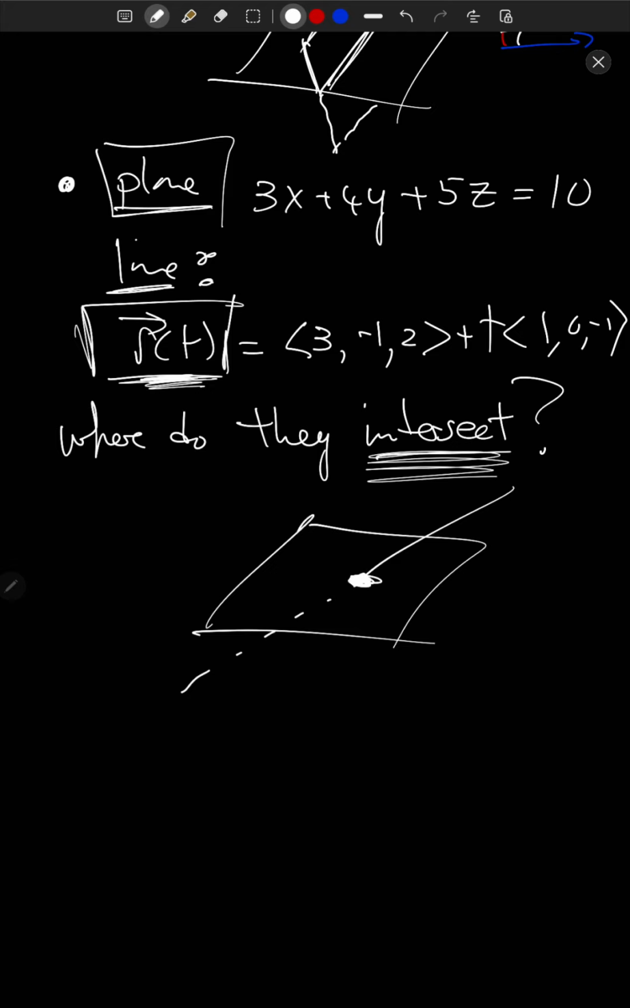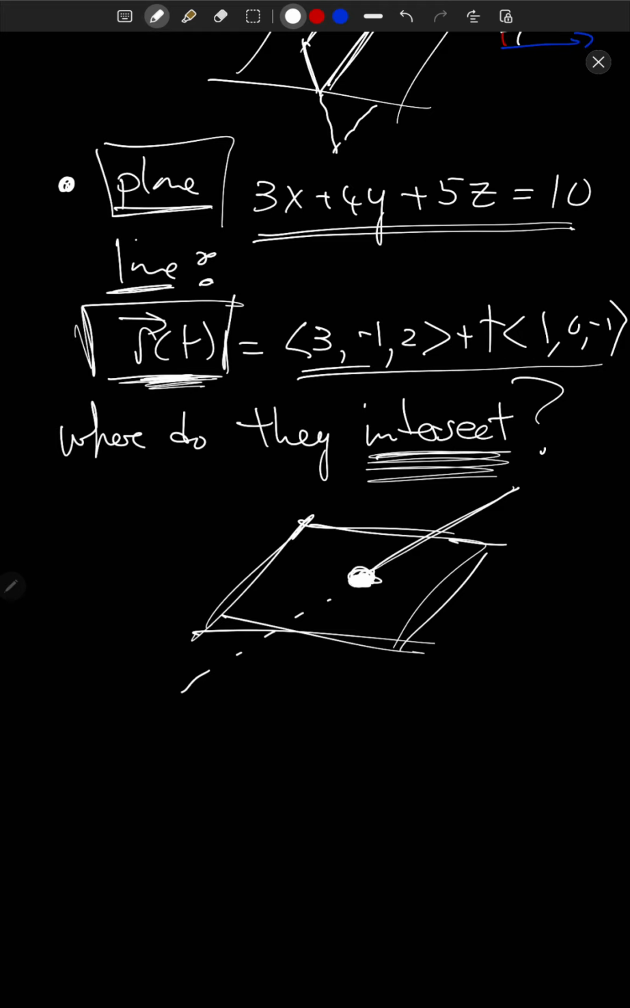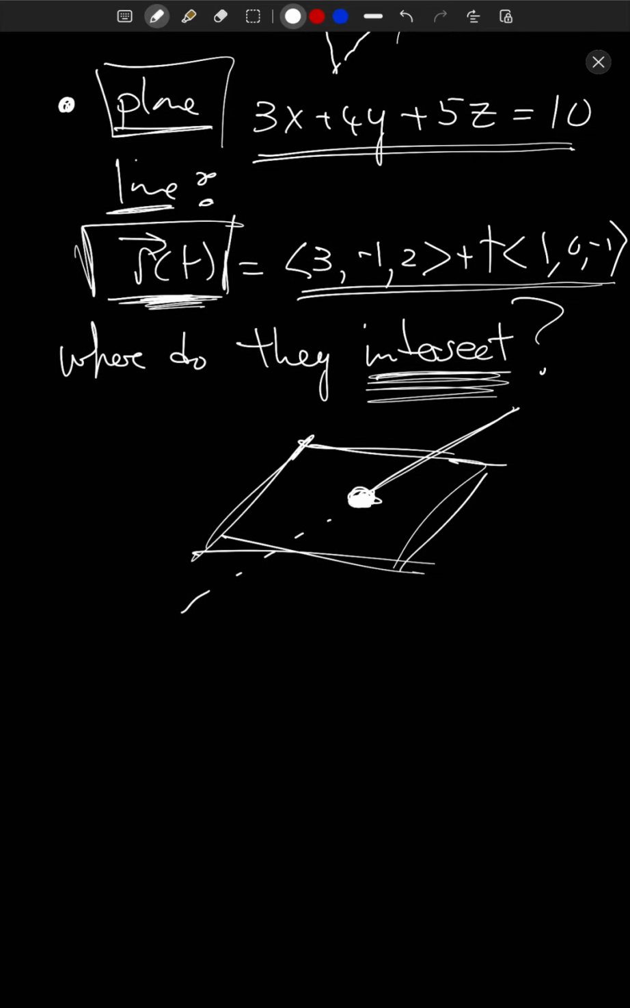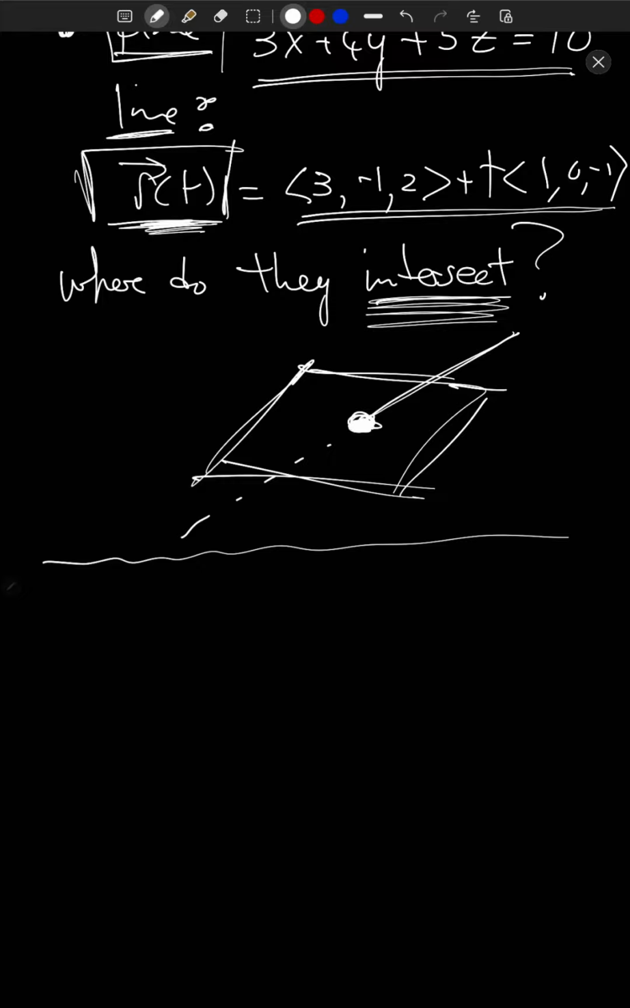What's the most important feature of this point? It's that this point lies on this line, right? This point also lies on a plane. So what you're looking for is a single point that lies both on this plane and on this line. Okay? All right, I'll let you think about it from here. Again, if you have trouble, Thursday, Zoom meeting.